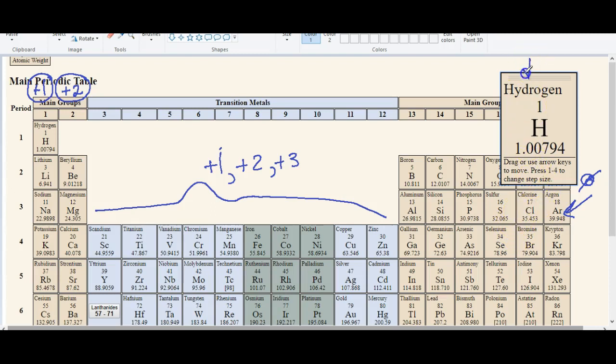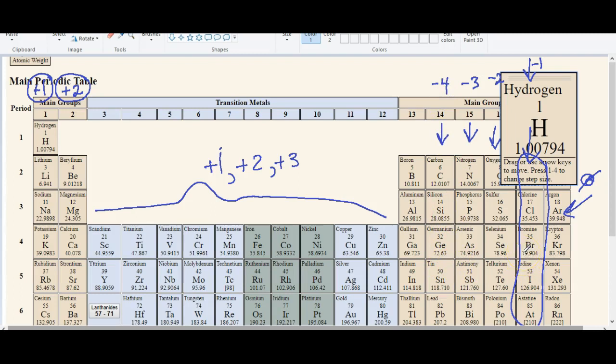But group 17, which are the halogens, down here, have 7 valence electrons, which means they need to gain an electron in order to have a full valence shell. So it's going to be -1 starting with group 17, -2 for all of the atoms in group 16, -3 for all the atoms in group 15, and then -4 for everything in group 14.